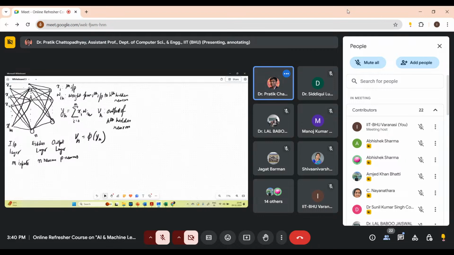Next, from the first hidden neuron we get V1 as output, from the second hidden neuron we get V2 as output. So H varies from 1 up to n. There are n such hidden neurons and the output layer has P neurons. So each of these n neurons comes to each neuron in the output layer.